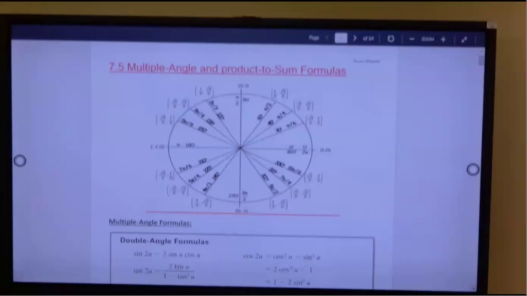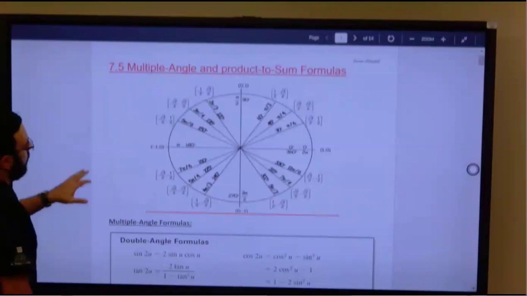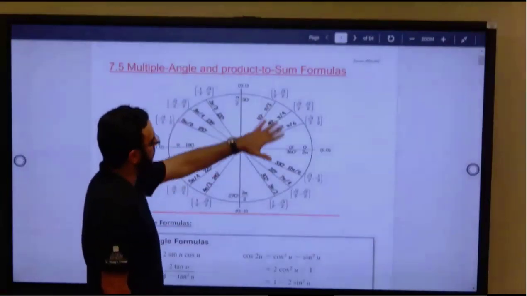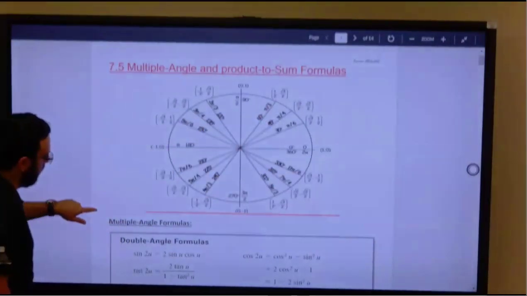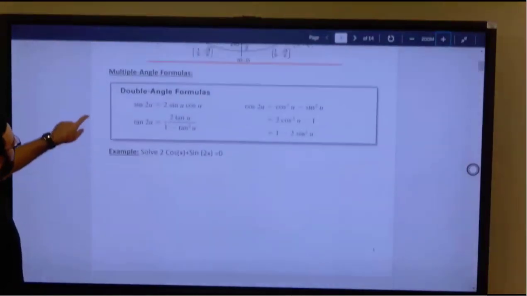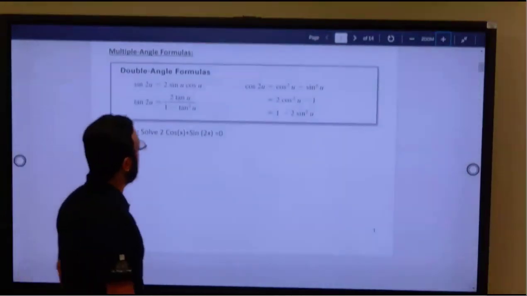So let's start with section 7.5, multiple angles and product to sum formulas. Also, when we solve the examples, we're going to go back to the same circle. The first formulas are the multiple angle formulas.